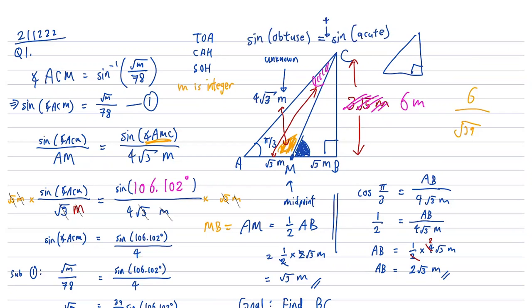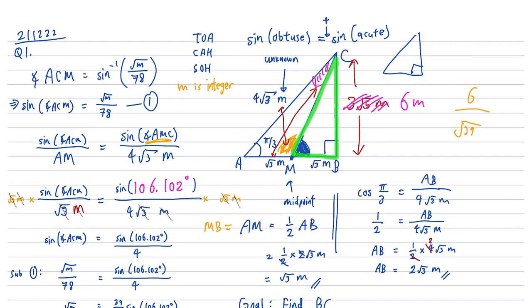There should be a positive in front of the sign because it's a quadrant 1 angle. Acute is a quadrant 1 angle. So what does that mean in terms of this diagram? It means that in order to find the sine of this orange angle ACM, it's exactly equal to the sine of this blue angle CMB.